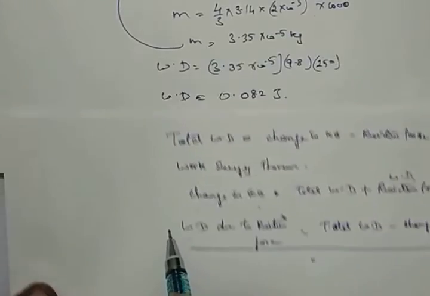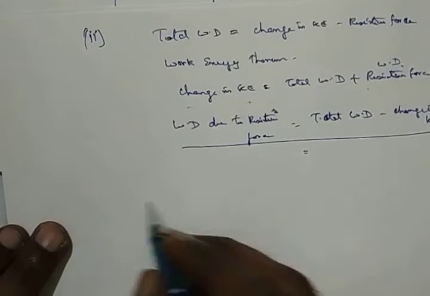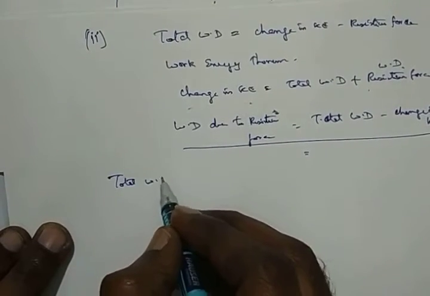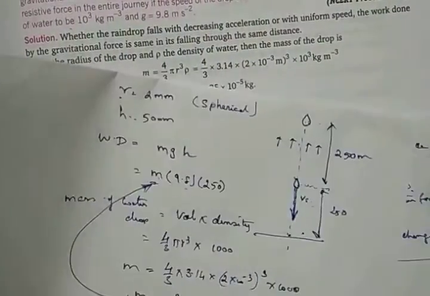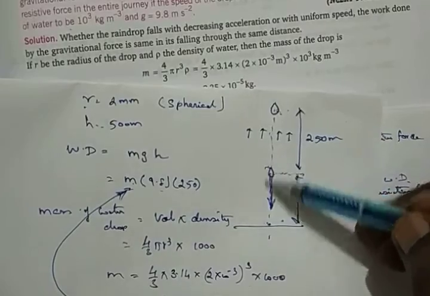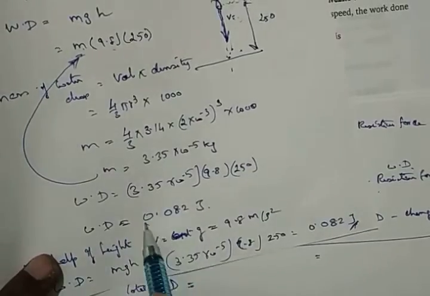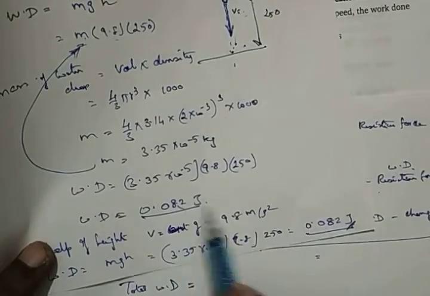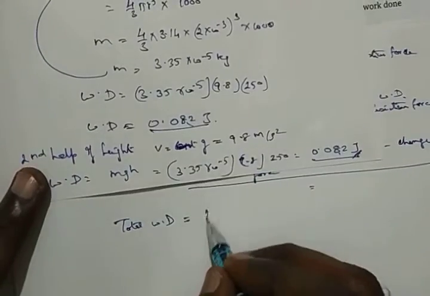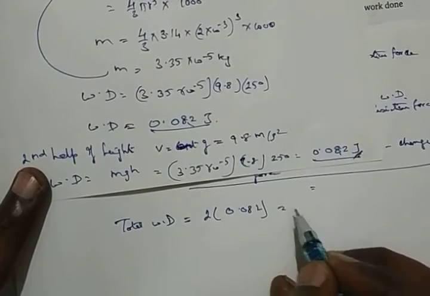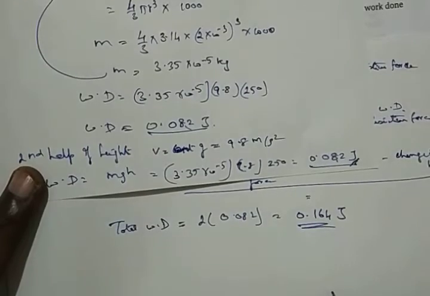Okay, we are still on the second part of the question, right? So total work done is going to be equal to, we already knew where this one was coming from, this is first work done, second work done. Add both of these. So total work done is going to be equal to 2 into 0.082. So what will be the value then? 0.164 joules. That's the total work done.